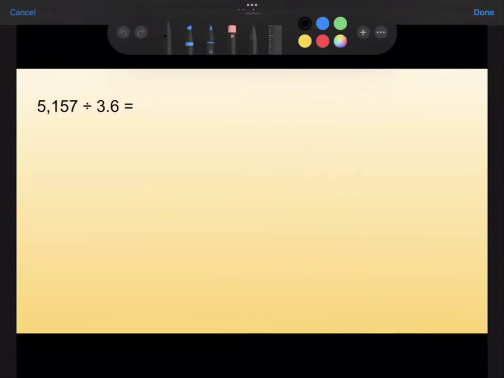Okay, here is our next one. This one is going to be taking 5,157 and dividing it by 3.6. So I'm going to go ahead and take that first number and write it in here, 5,157, and dividing it by 3.6. Okay, so again, we're dividing by a decimal.